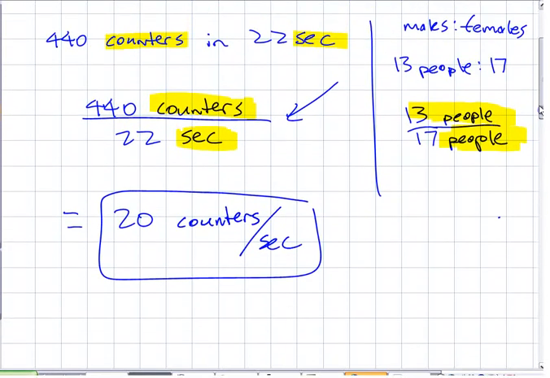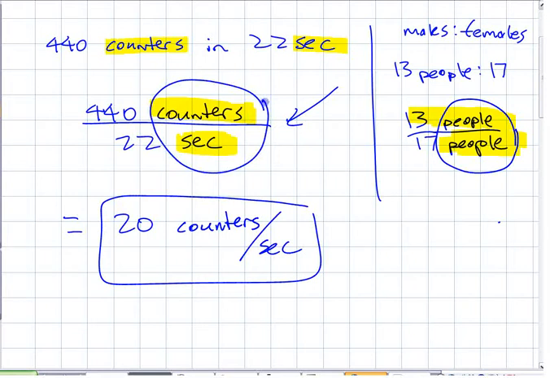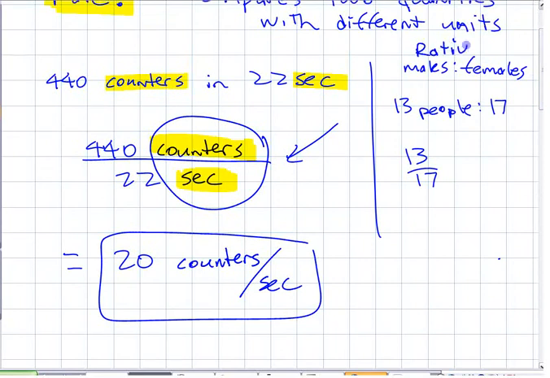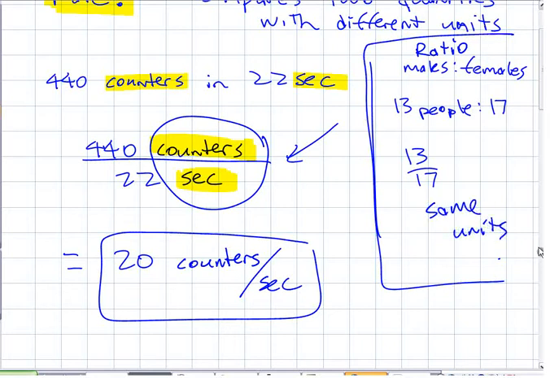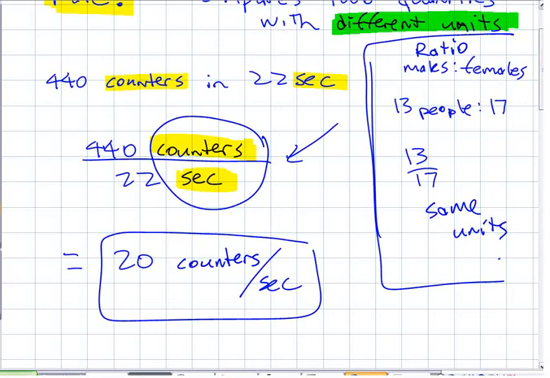You don't usually use the word per with ratios because it would sound kind of weird, right? This would be counters per second because you're dividing counters by seconds. This would be people per person, which you don't usually talk about. You could, but usually you just talk about 13 to 17 without any units. This was a ratio. Just to remind you, ratio, same units. Rates, different units. Let's highlight that in green because it's pretty important. Comparison of quantities with different units.